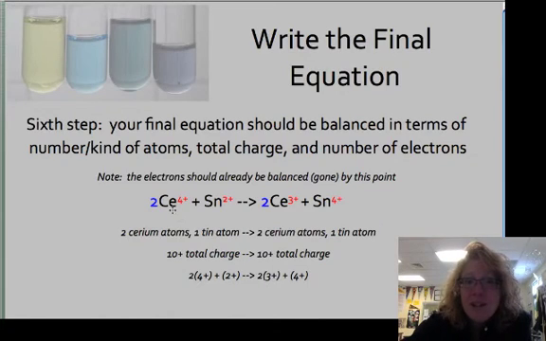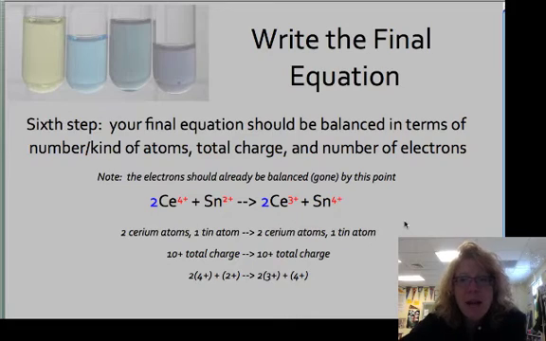So in this case, your electrons, we had 2 electrons on the left and 2 electrons on the right. By the time I move those over, they cancel each other out. 2 electrons gained, 2 electrons lost. So we can basically cancel them out or erase them. And then we've got our coefficients out in the front here. So this is 2 cerium 4+, and then 1 tin 2+, and 2 cerium 3+, and 1 tin 4+.